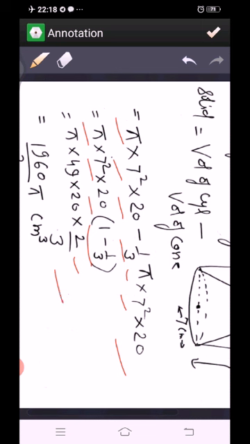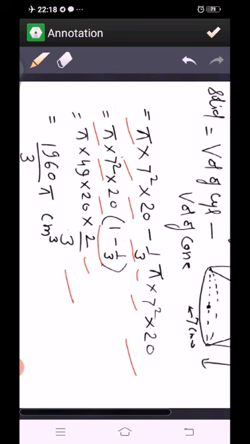We have not to put the value of pi here because it is asking the answer in terms of pi. So we get total multiplication of the numerators. So we get 1960 pi upon 3 centimeter cube. That will be our required answer.